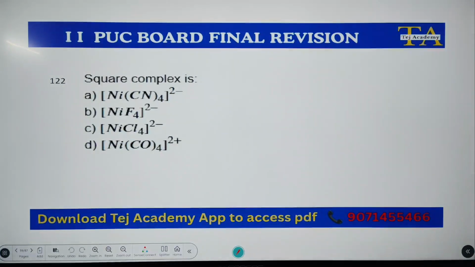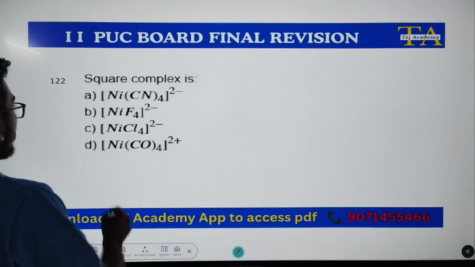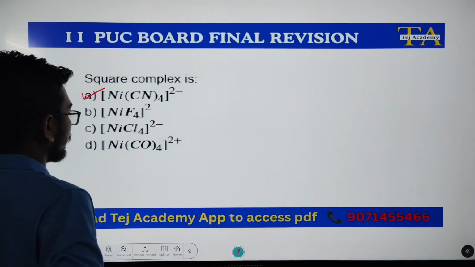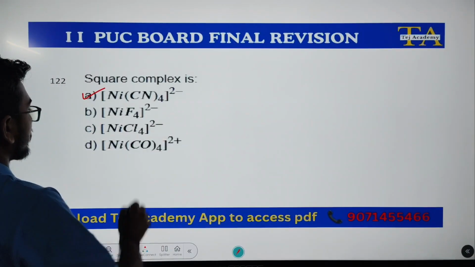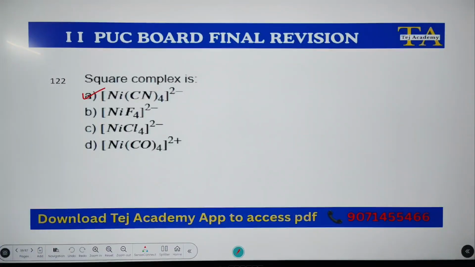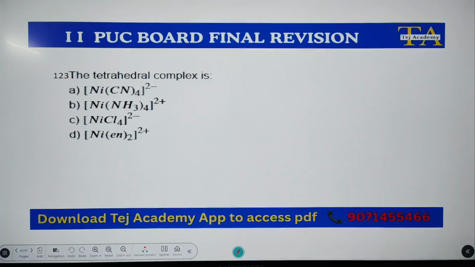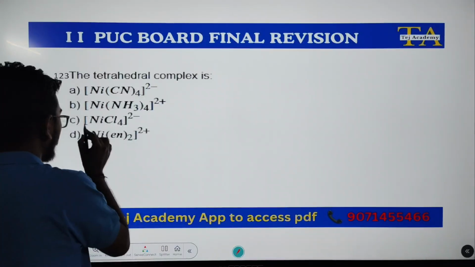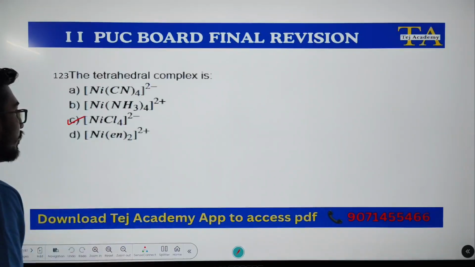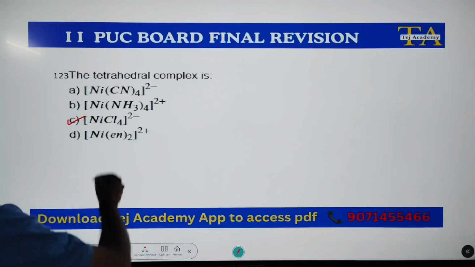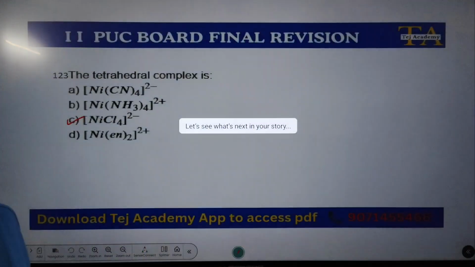The square planar complex is Ni(CN)4 2 minus. Then the tetrahedral complex is, with weak ligand, NiCl4 2 minus. So this is square planar, this is tetrahedral.